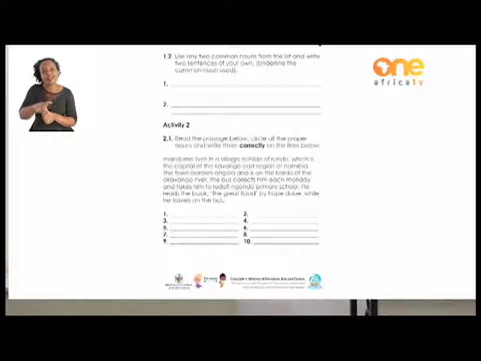The town borders Angola and is on the banks of the Okavango River. The bus collects him each Monday and takes him to Rudolph Gondo Primary School.